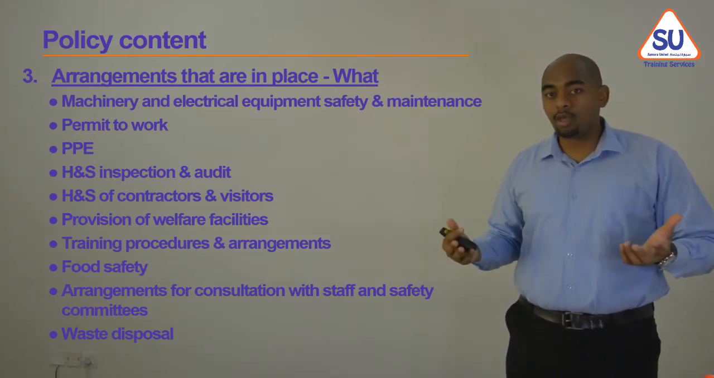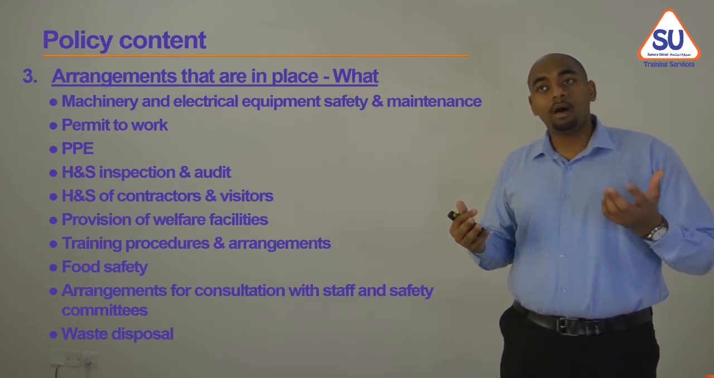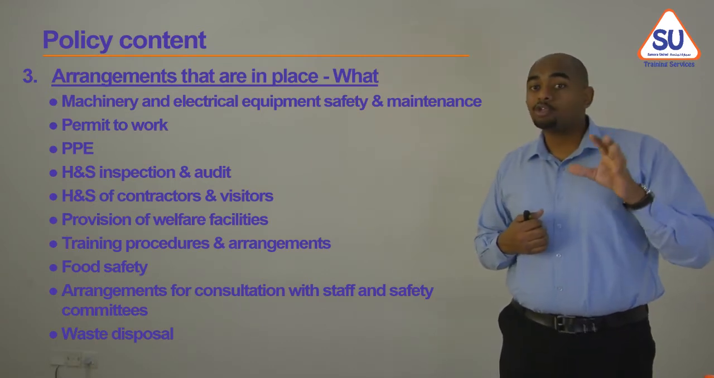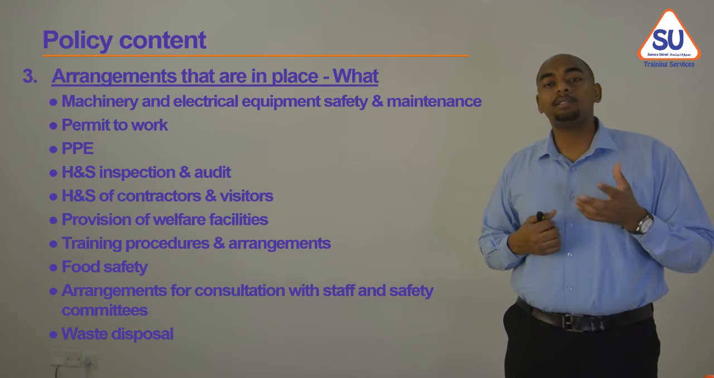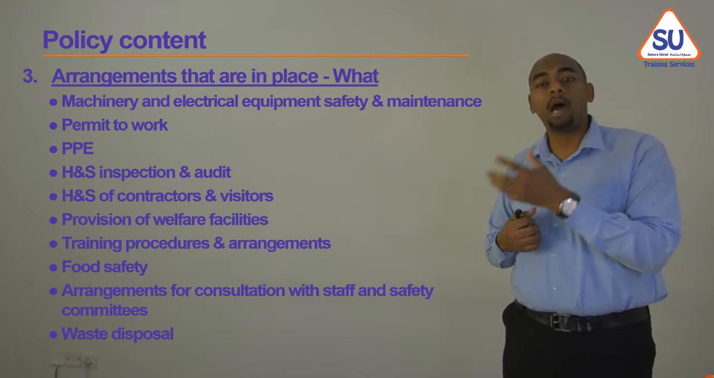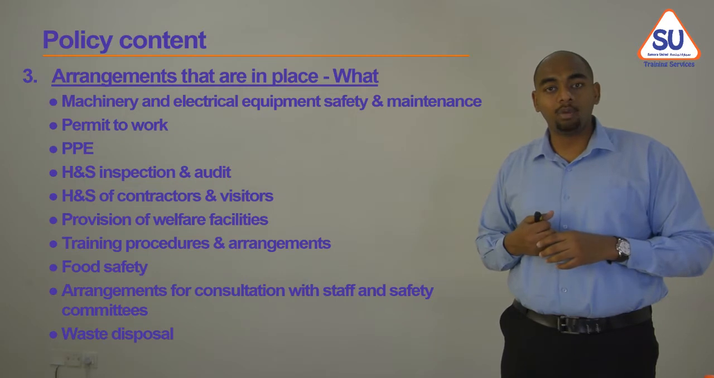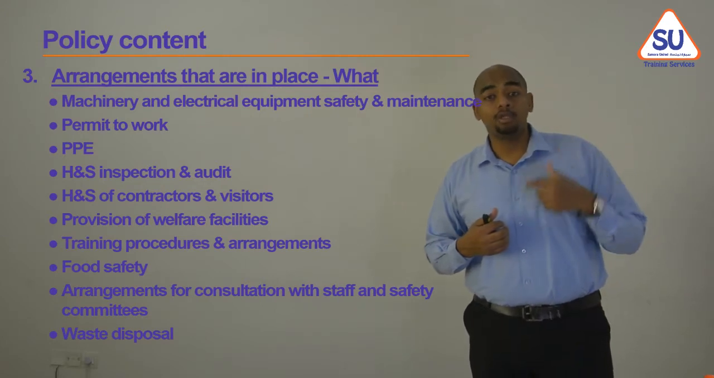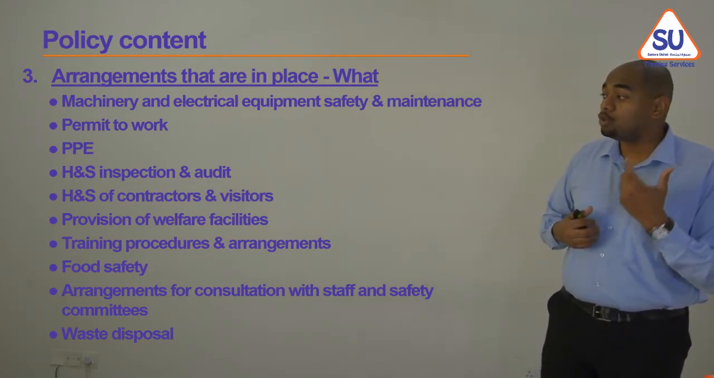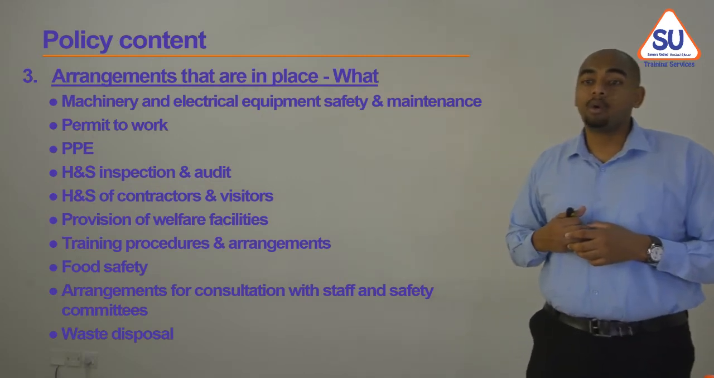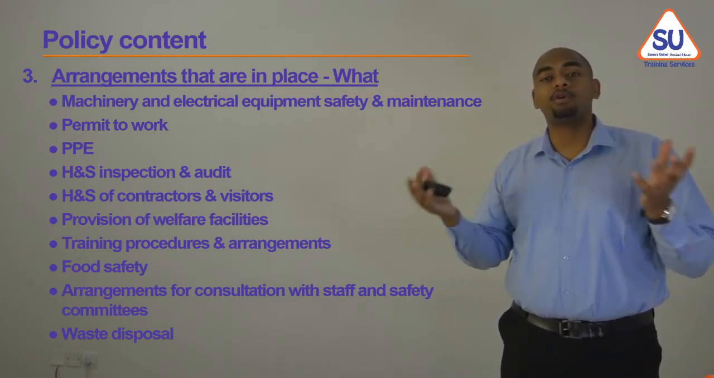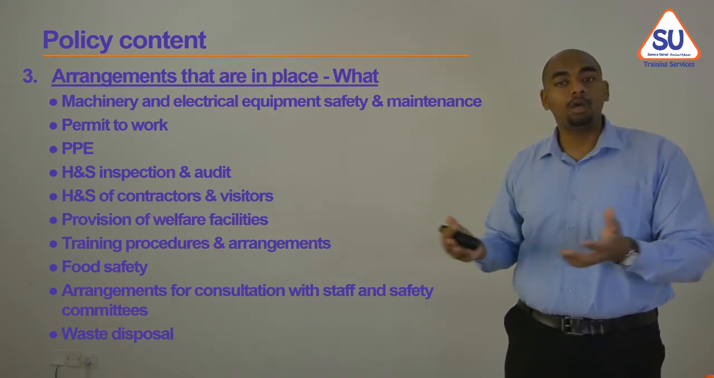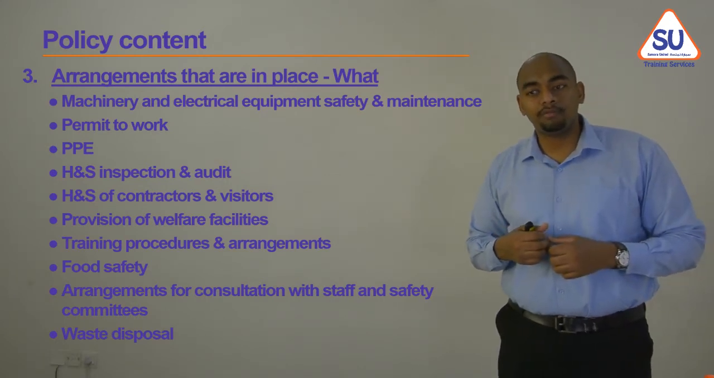Training procedures and arrangements. Training should be given to everyone within the organization, and for training there should be a specific procedure including the training matrix: who should be trained in what and when. All those should be arranged within the arrangement section. Food safety: if we are providing our employees with food during their tasks, during their job, it should also be arranged within our arrangement section. And arrangements for consultation with our staff, the safety committee or the employees' representative committee.